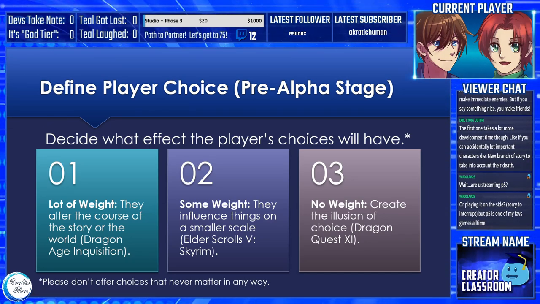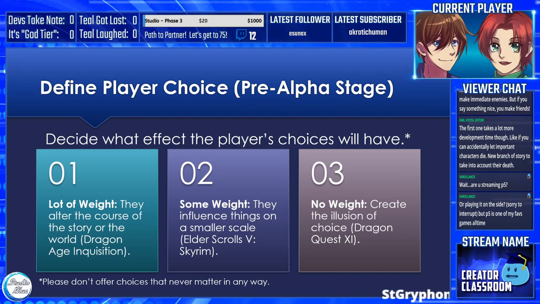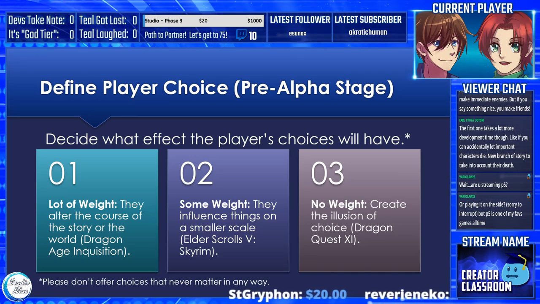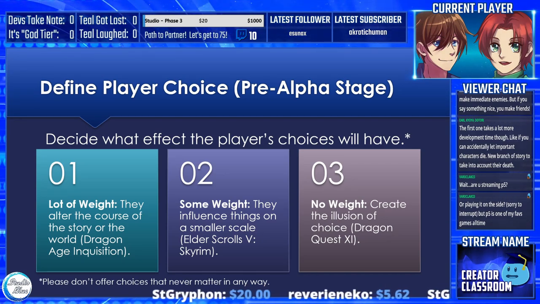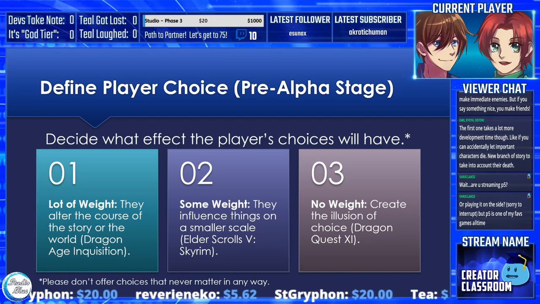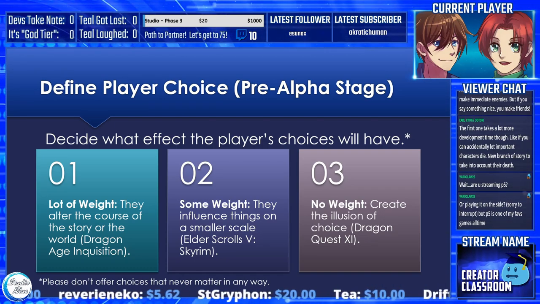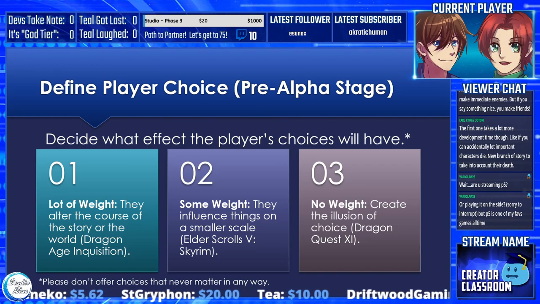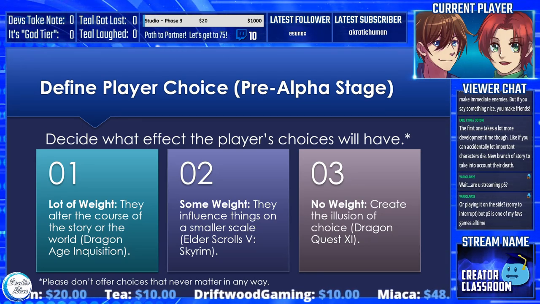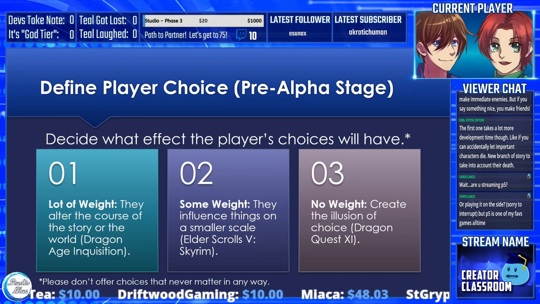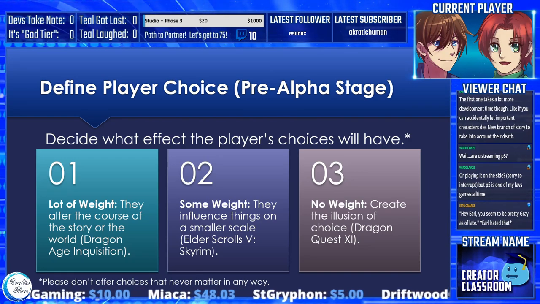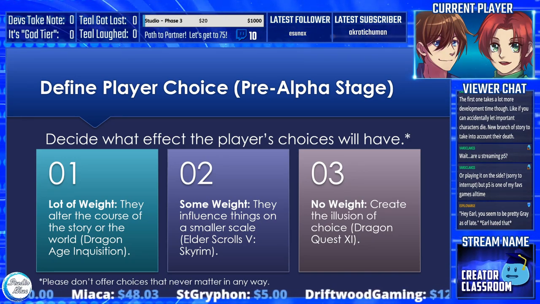A lot of weight. Like Dragon Quest games, I don't know how they do it. They must have a crack team of writers, because Dragon Age Inquisition relies on a lot of the choices you made in previous games and has a tapestry. The scene when you go meet the mages in Redcliffe, who comes and talks to you? Is it Alistair? Is it Anora? Is it Alistair and Anora? All those things take a lot of programming. So if you go with option one, oh my God, you've got a lot of work ahead of you.